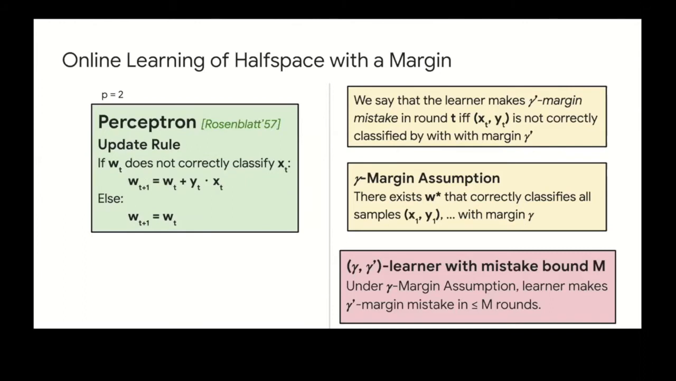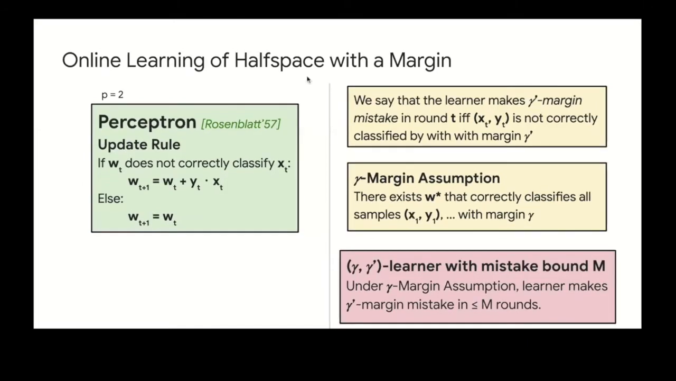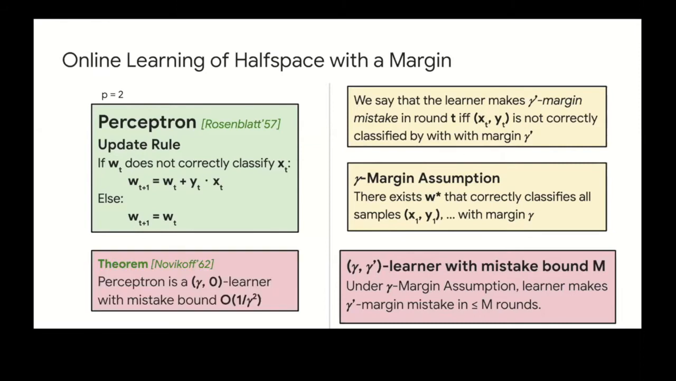Many of you might have seen the perceptron algorithm before. The perceptron algorithm is a pretty basic algorithm where, if you do not correctly classify x_t, then you just update your w by adding the label y_t times x_t to it. A classic theorem from the 60s says that the perceptron algorithm is a gamma 0 learner with mistake bound 1 over gamma squared.